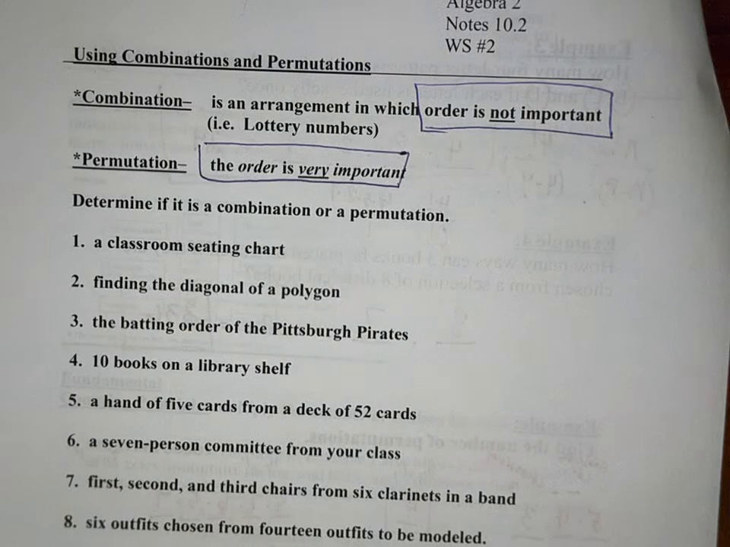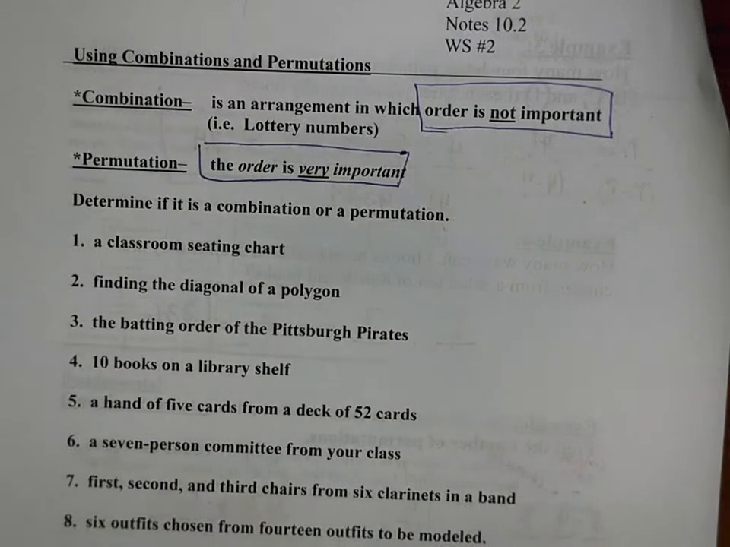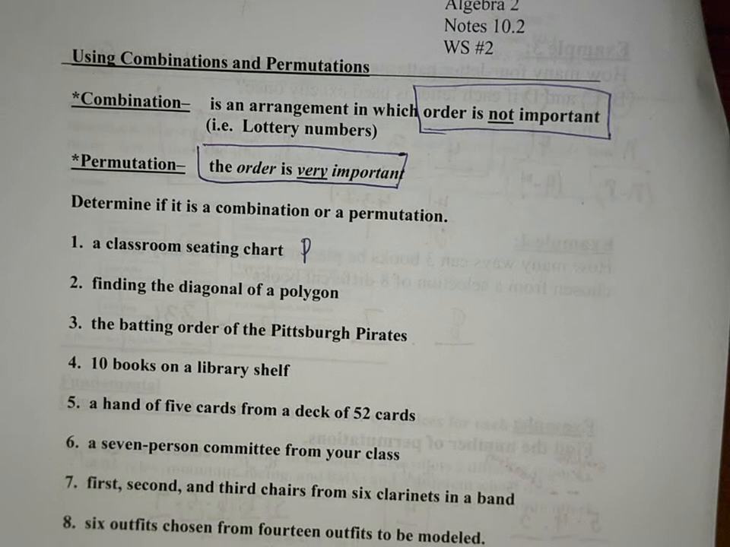So for question number 1, do you think it is a combination where order is not important, or do you think it's a permutation where order is very important? Let's just say for a normal classroom like this, do you think it matters where you sit? Or do you think it doesn't matter where you sit? Some of you think that it doesn't matter, but you're wrong. Okay, the answer is 2. It's a permutation. Order is very important. It is not a trick question, I promise.